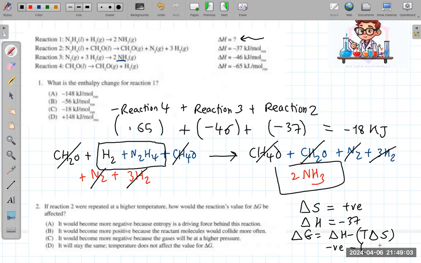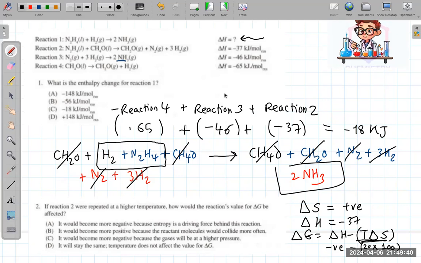Let's say this is a positive value, for example 100, and you keep increasing this number. On this 20, it becomes minus 200. Let's say it's minus 37 minus 200. So you keep increasing this number, minus, minus, minus, so you keep making it more negative. So delta G will become more negative.